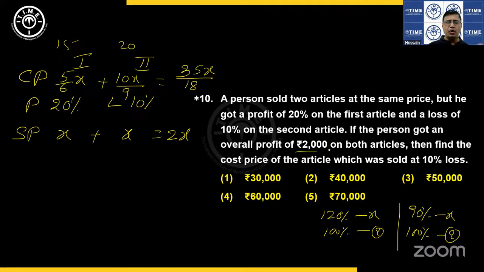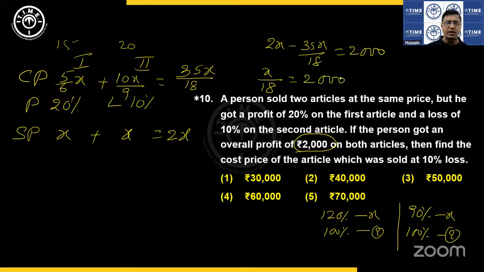Now making a profit of 2,000. So 2X minus 35X by 18 is equal to 2,000. Okay, 18 into 2 is 36, minus 35X by 18 is equal to 2,000. The value of X is equal to 36,000. X is equal to 36,000.